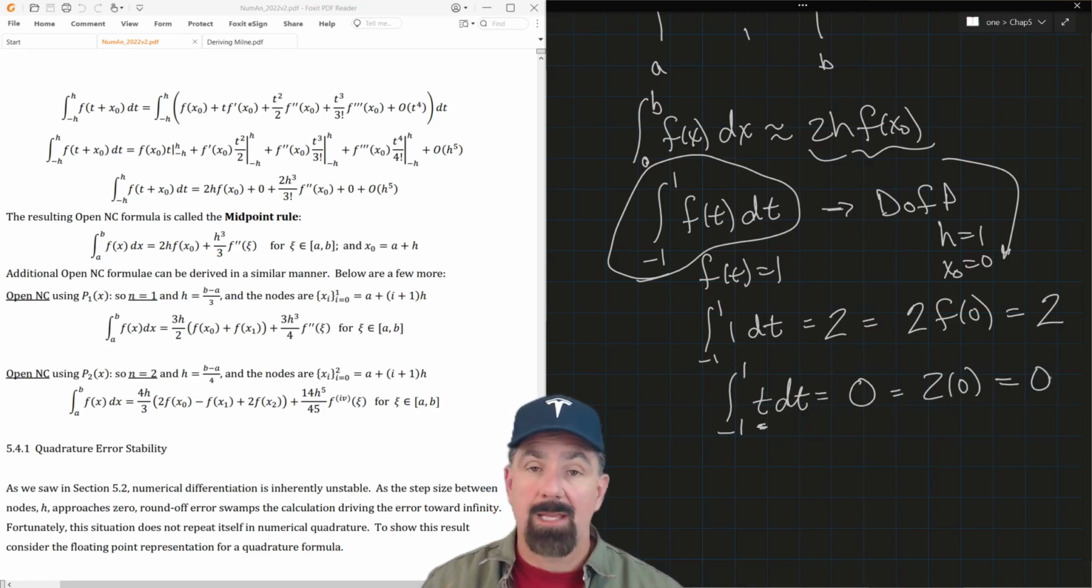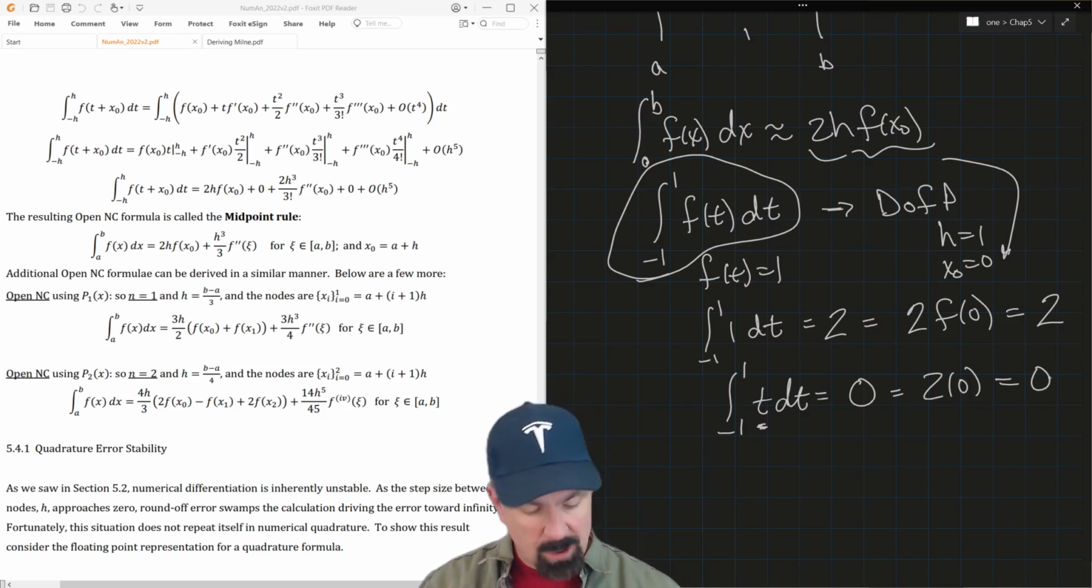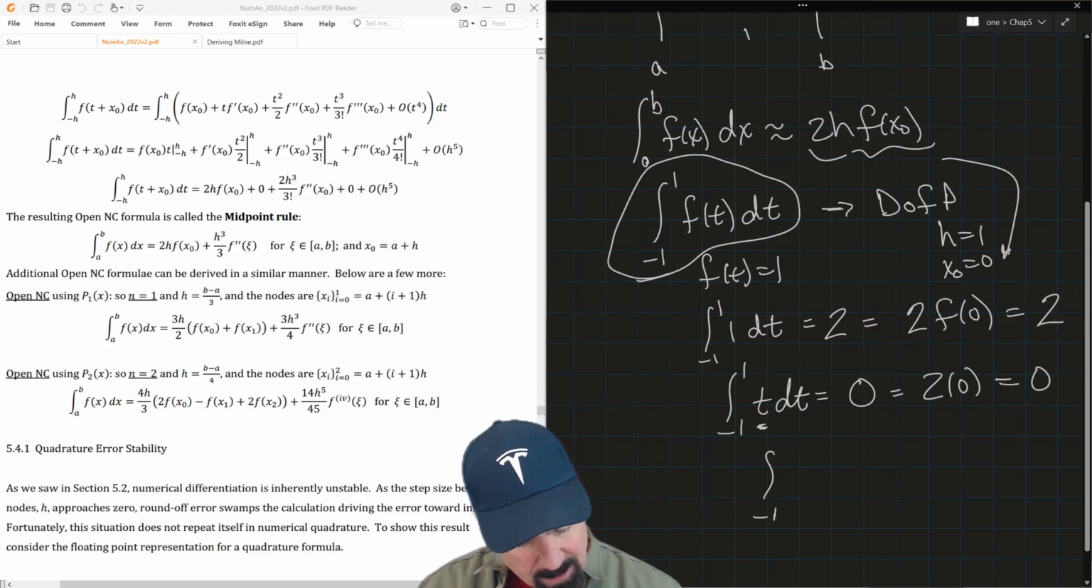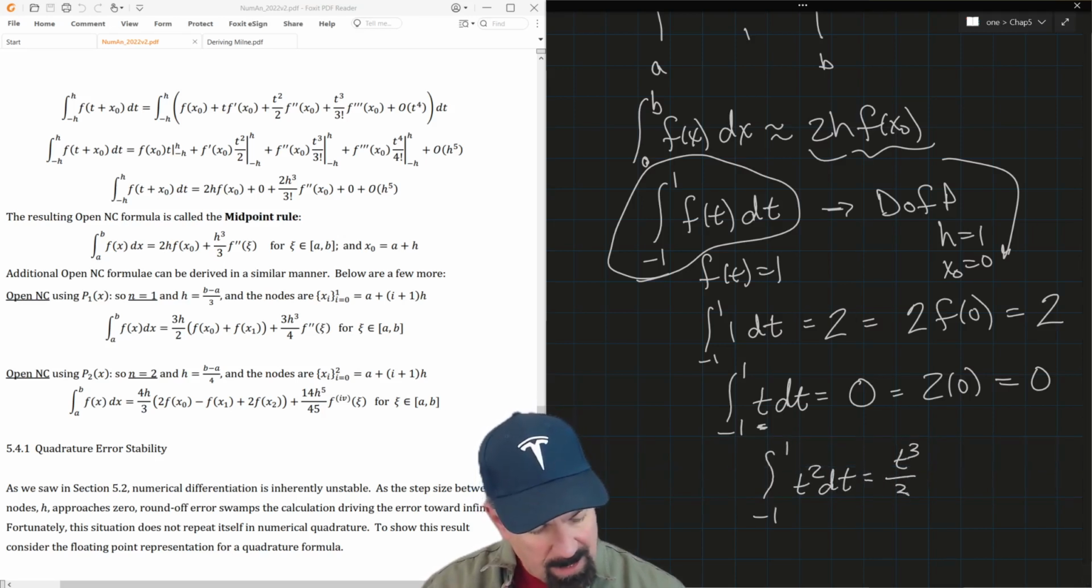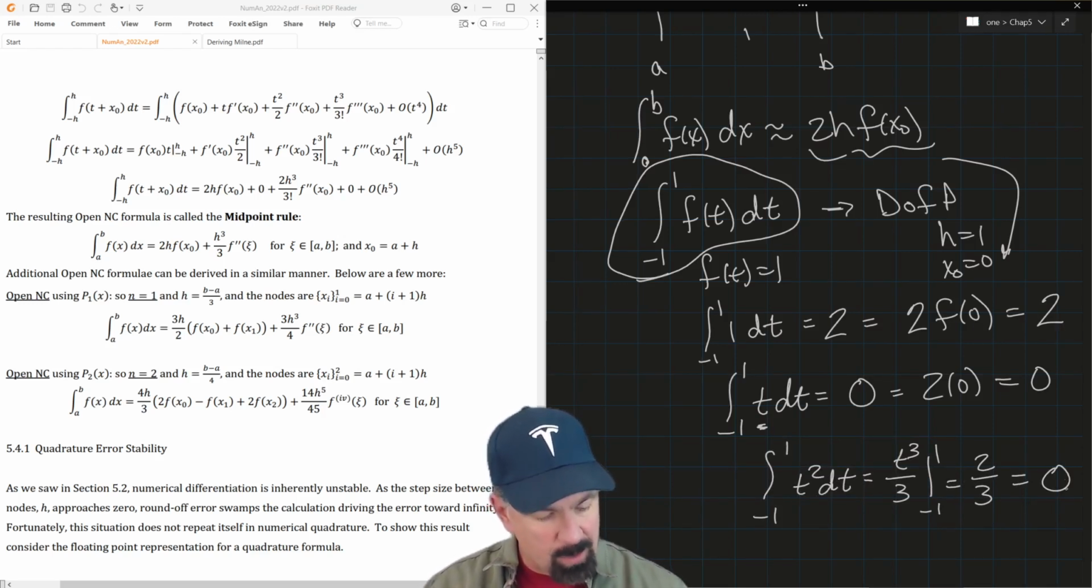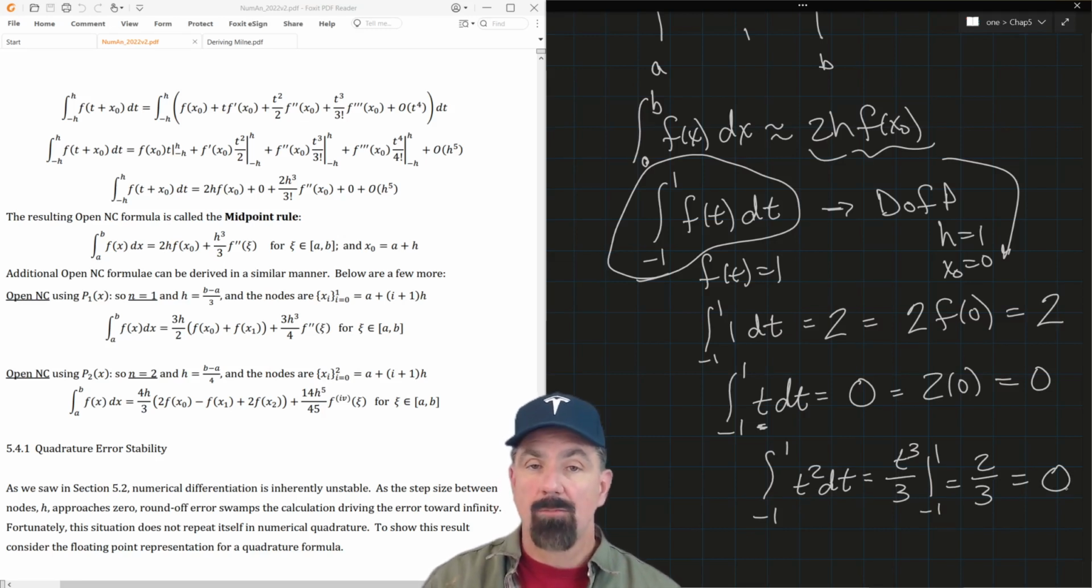So the midpoint rule is at least degree of precision 1. It takes care of all linear functions. So the next function to consider is a quadratic. And we integrate the quadratic and we end up with t cubed over 3 evaluated from negative 1 to 1, which is 2/3. And our function, we're going to take the function again, evaluating at 0, and that's going to be 2 times 0, which is 0. These are no longer equal. So we have a degree of precision of 1 for the midpoint rule. And this is how we would prove that.